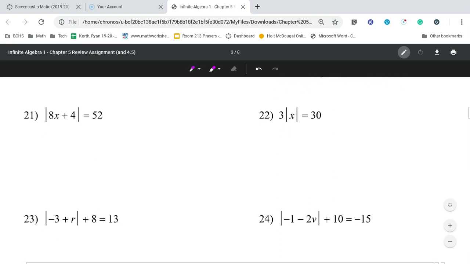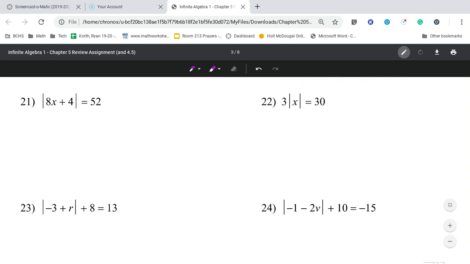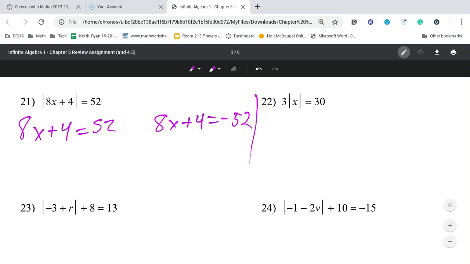Number 21. Absolute value by itself, check. Is it possible? Check. Two equations, one with the positive, one with the negative. You need to run through the steps every time. You need to know the steps. They're not going to be written on the board for you. You need to know what those 4 steps are. It's a quick check, check, check, check. If you know the steps, you should be good to go.